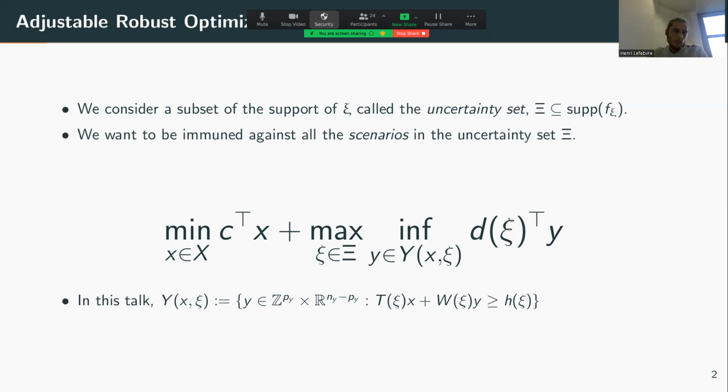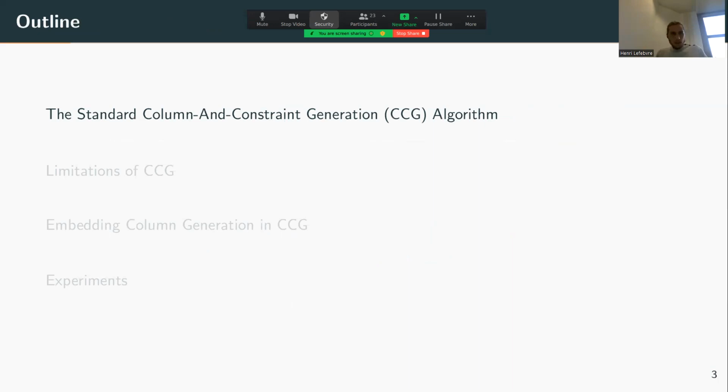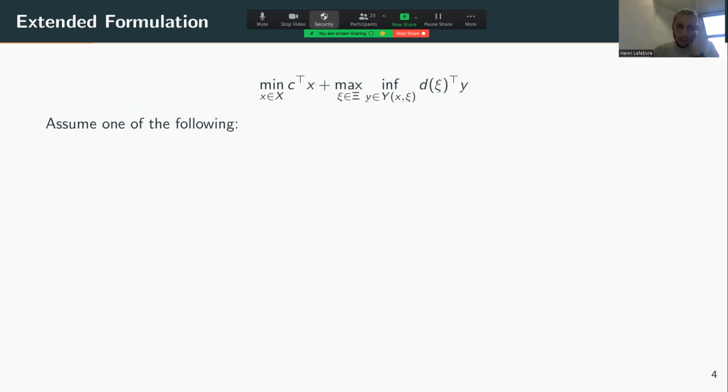So here's the outline of my talk. In the first place, I will describe the standard column and constraint generation algorithm. Then we'll discuss its main limitations. And then we will show how we can embed column generation inside of it to eliminate these burdens. Then we'll talk about some computational experiments. Okay, so let's start with the standard CCG algorithm.